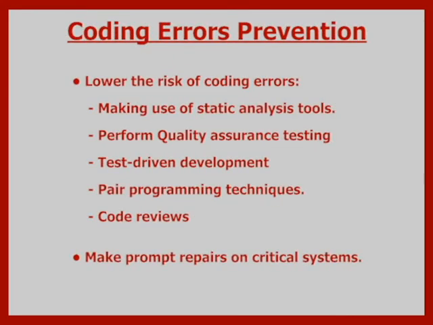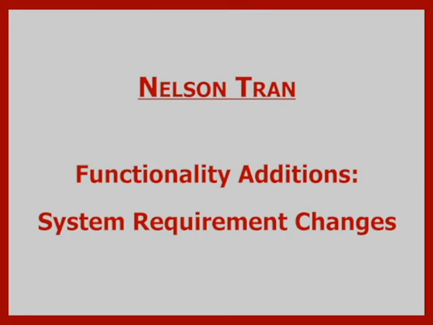Although we cannot prevent all possible coding errors from occurring, there are some things that can be done to minimize the chance of a coding error. Making use of static analysis tools, performing quality assurance testing, and using test-driven development techniques can help by testing functionality of an application. Then, pair programming and code reviews can help by getting more eyes on your code, getting more perspectives, and potentially preventing a coding error from happening. Finally, when a coding error is found, if it affects critical systems, it should be handled in a timely manner to maintain the application.